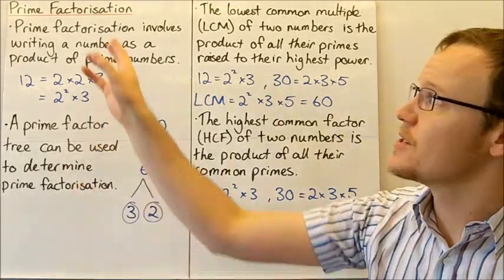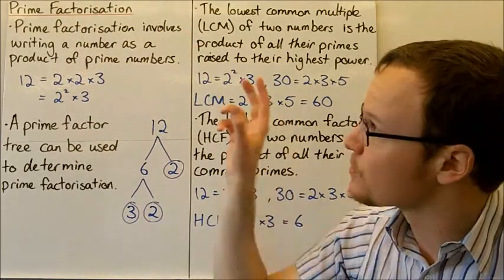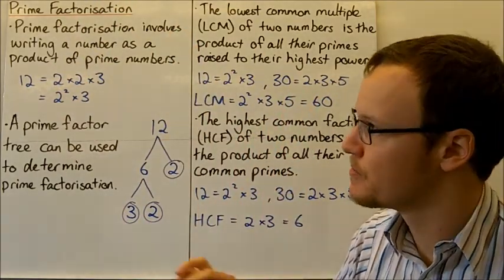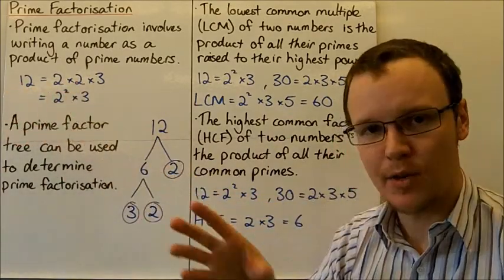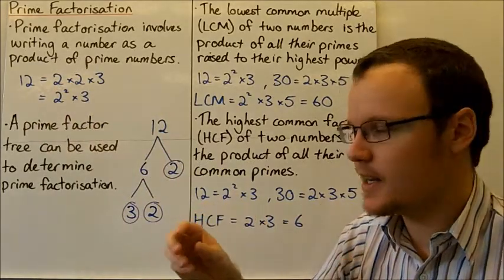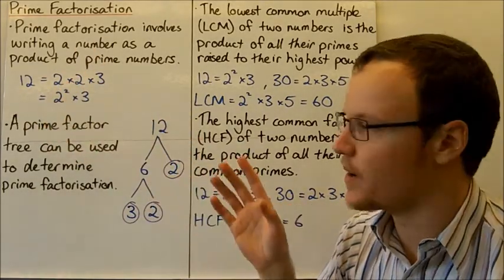Today we're going to look at prime factorisation. Prime factorisation involves writing a number as a product of prime numbers. So if we have a look at 12 here, we can write it as a product by expanding it out, and multiplying it by prime numbers.